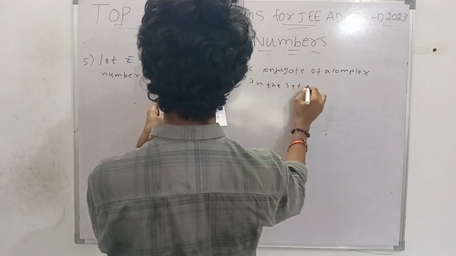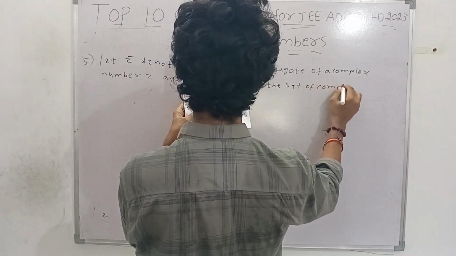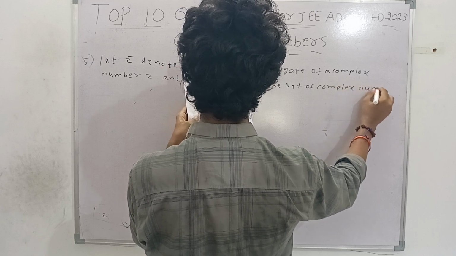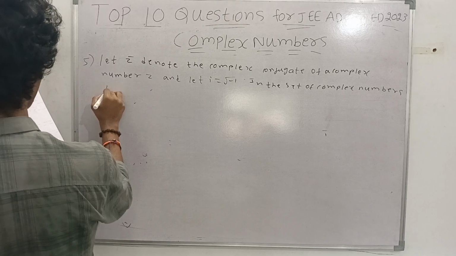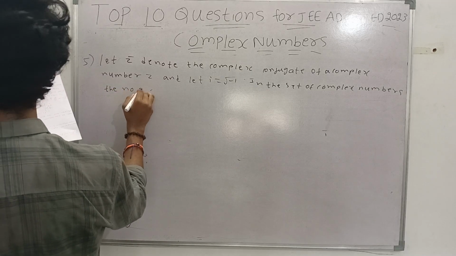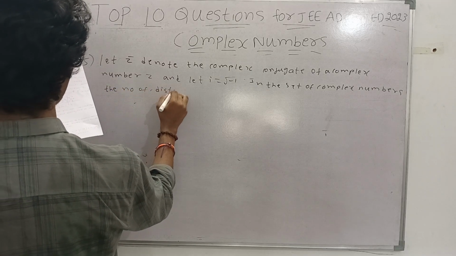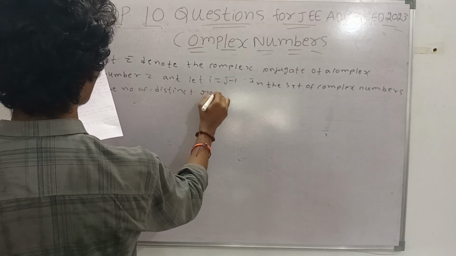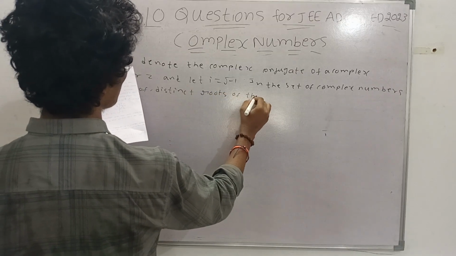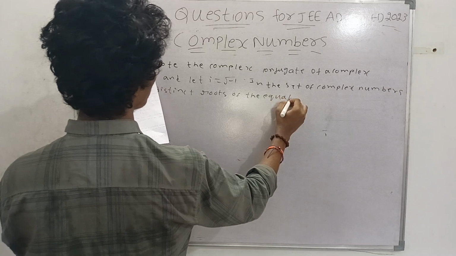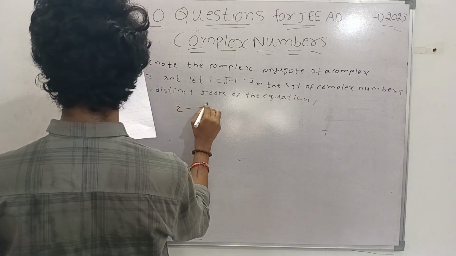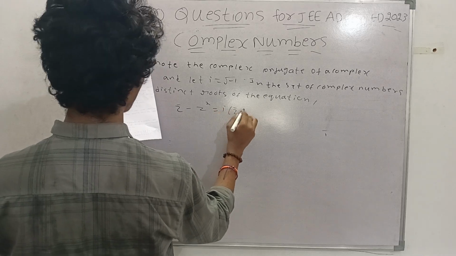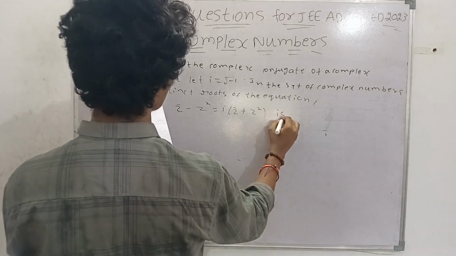In the set of complex numbers, the number of distinct roots of the given equation, z bar minus z square equal to i into z bar plus z square, is.